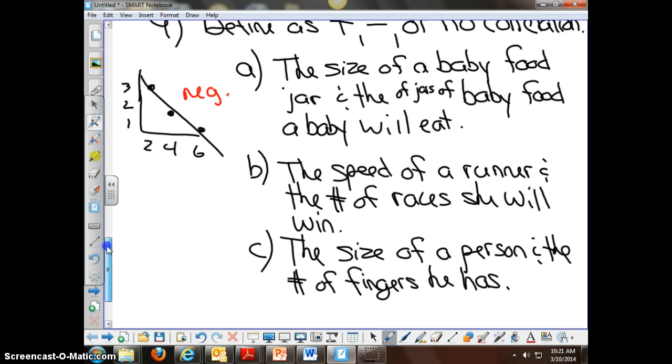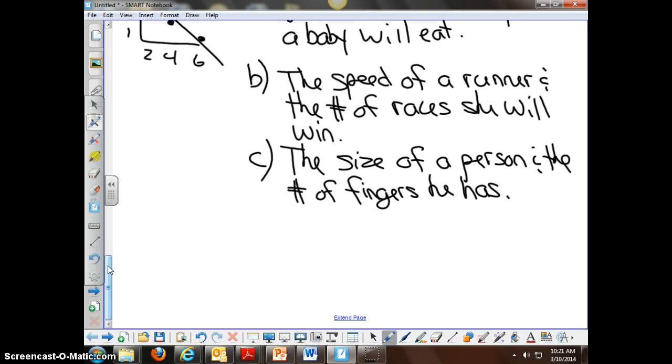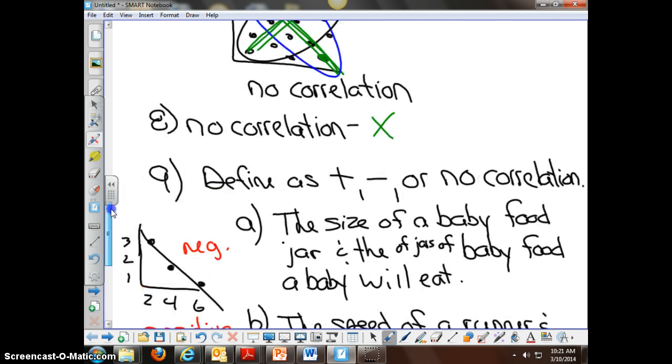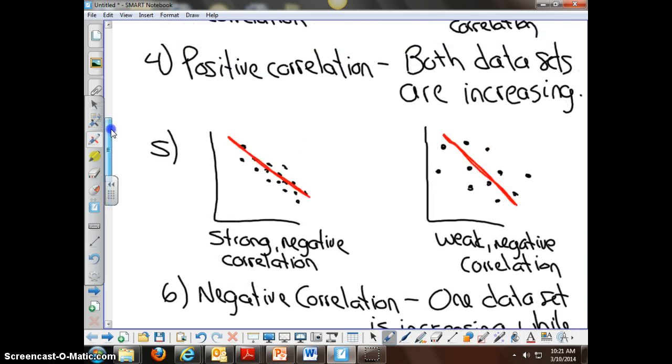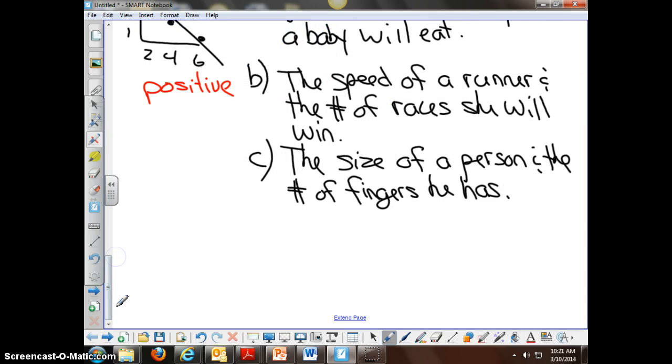So a negative correlation. B, the speed of a runner and the number of races she will win. Positive, negative, or none? Positive, negative, or none, Alex? Positive correlation. So as one data set increases, the other one's going to increase right along with it, and our definition of positive and negative says that both data sets are increasing. So the faster you are, the more races you're going to win.